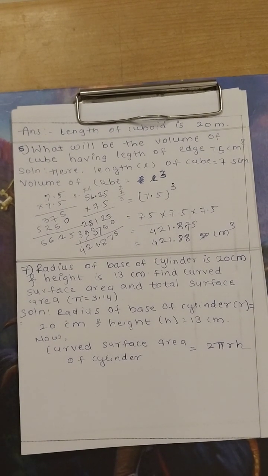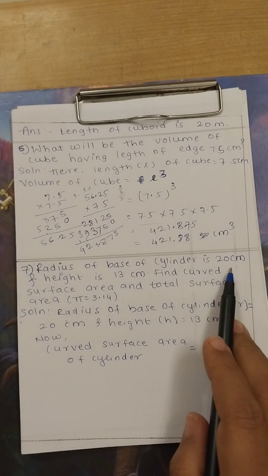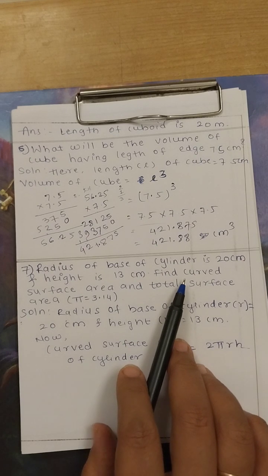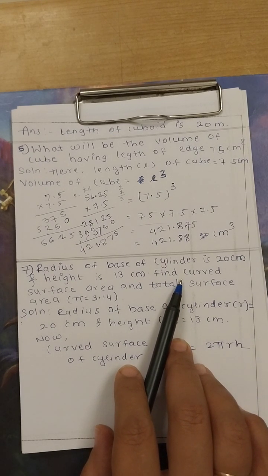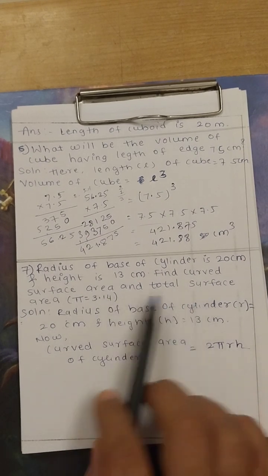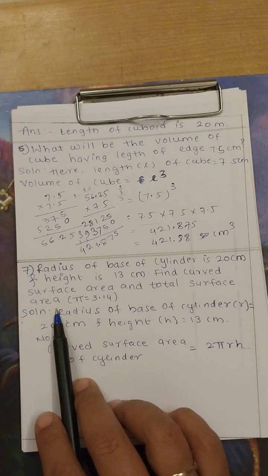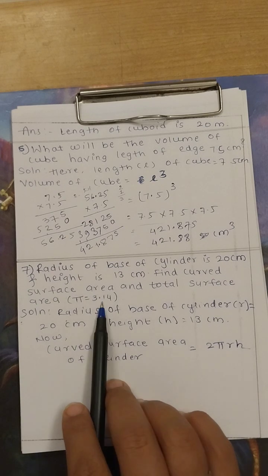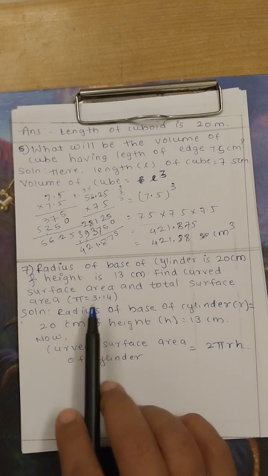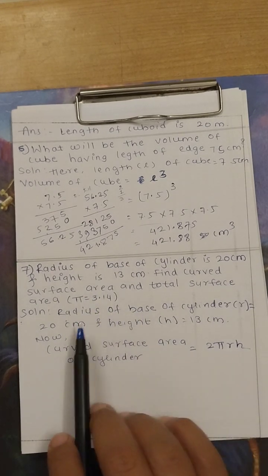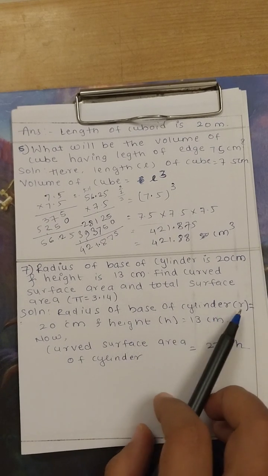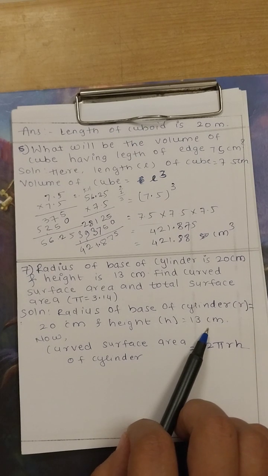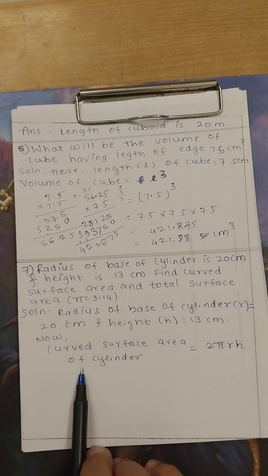Seventh example. Radius of base of cylinder is 20 centimeter, height is 13 centimeter. What have they told us to find? Curved surface area and total surface area of the cylinder, and they told us to use pi is equal to 3.14. Just write down the given data. Radius of base of the cylinder r is equal to 20 centimeter and height h is equal to 13 centimeter.